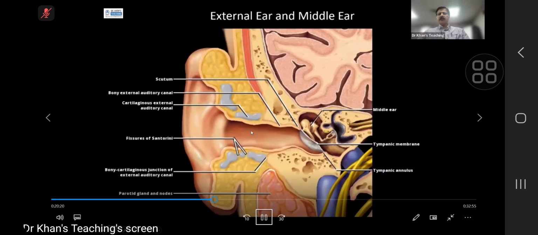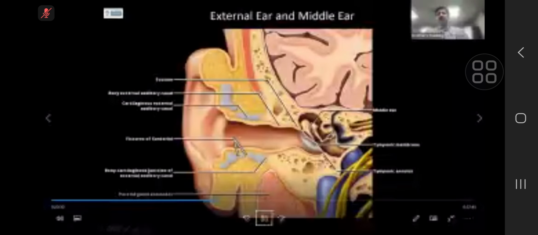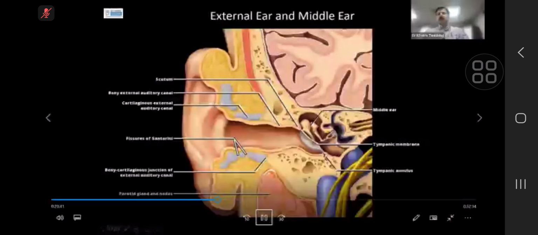Now, if you see here, this is the external auditory canal. It has a cartilaginous component and a tympanic, bony component. This is the tympanic membrane. Superiorly, the tympanic membrane is attached to this part, which is known as the scutum, and inferiorly to the tympanic annulus.